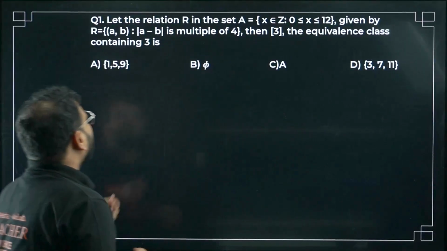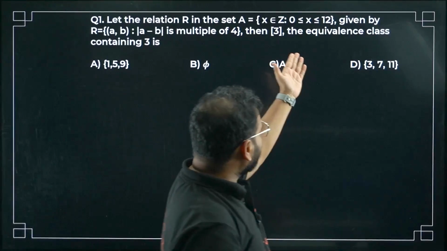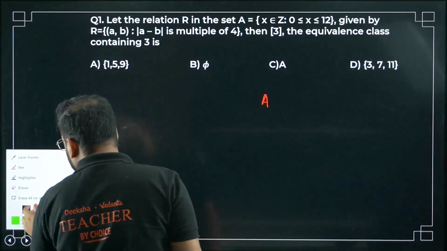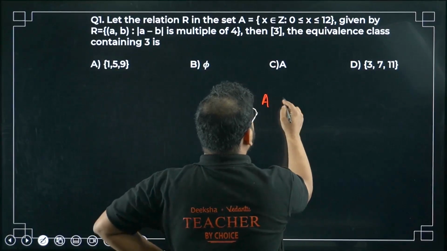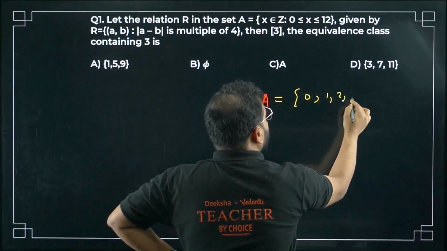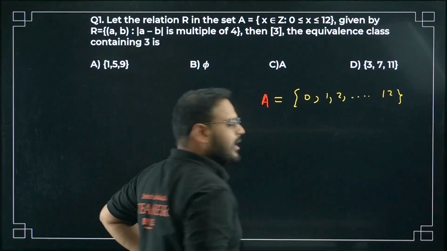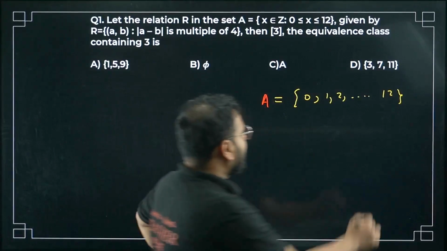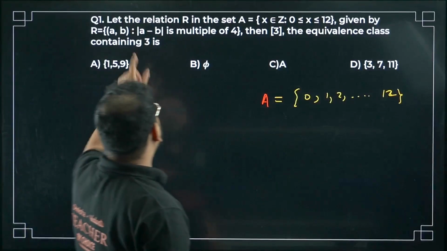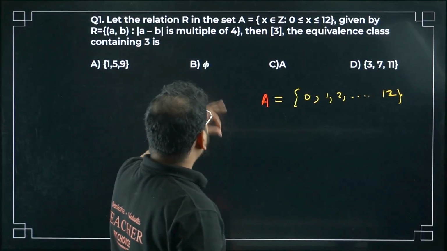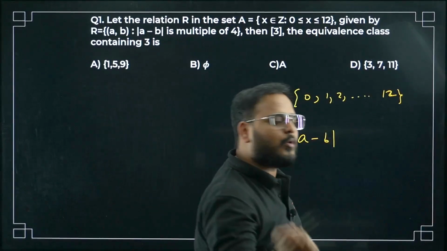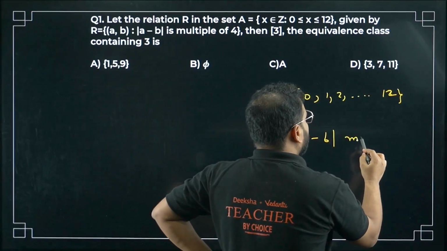Let the relation R in the set A. So bacha, what is set A given as? Set A is given like this: integers from 0 to 12. So 0, 1, 2, and so on till 12. Relation is defined like this: the difference of the two numbers A, B is a multiple of 4. Difference, bacha, either negative or positive, should be a multiple of 4. Okay, multiple of 4. Great.